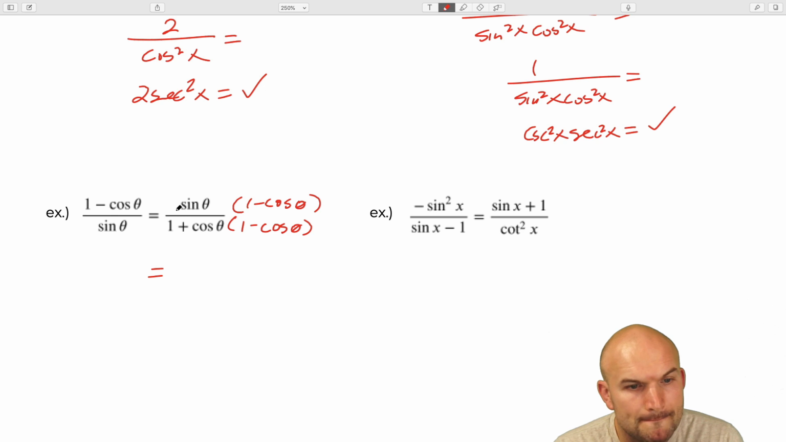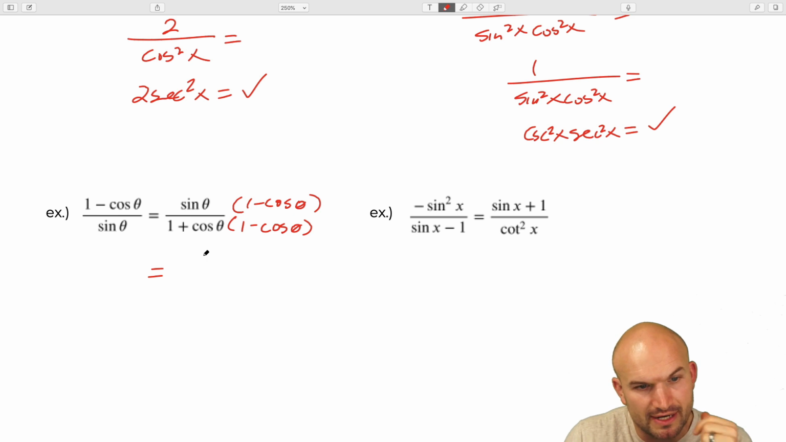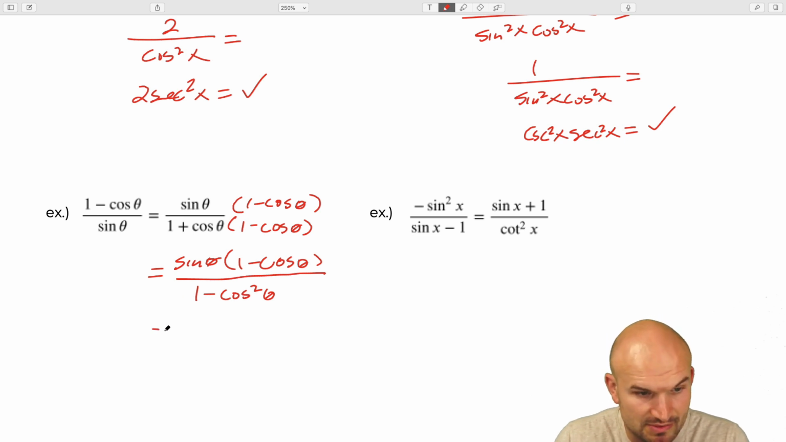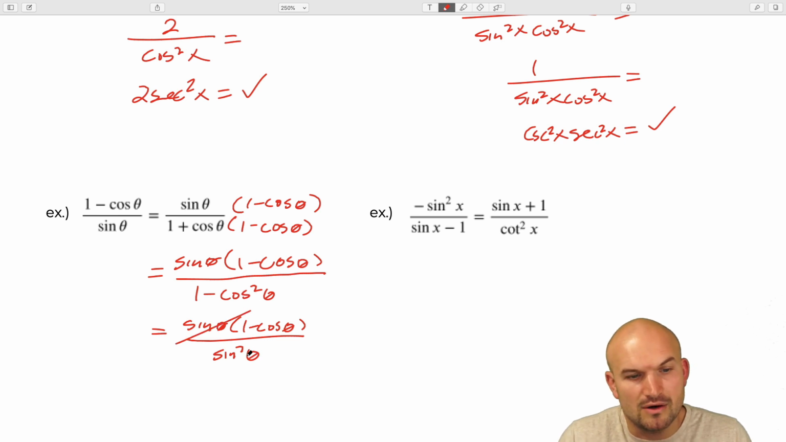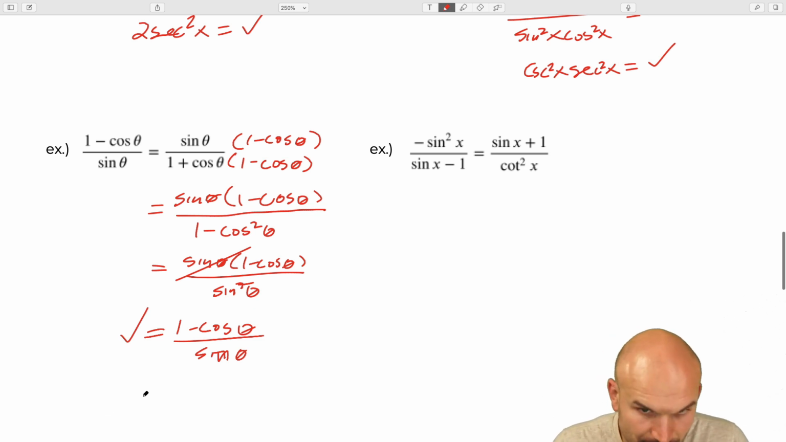So now up top, I'm not going to distribute this because I know I want this 1 minus cosine of theta. So I'm just going to leave it there. And then over here, I'm going to distribute this to a 1 minus cosine squared of theta, which automatically tells me, oh, that's another Pythagorean identity. That's going to be your sine squared. And then those are going to divide out, which just leaves me with a 1 minus cosine of theta over sine of theta. And there you go, it has been verified.